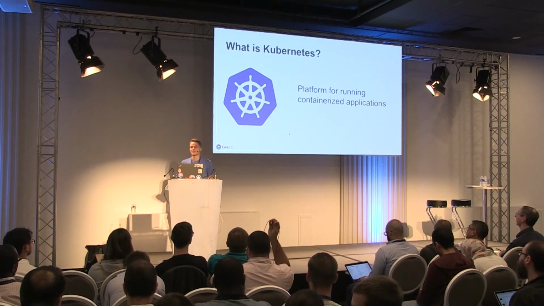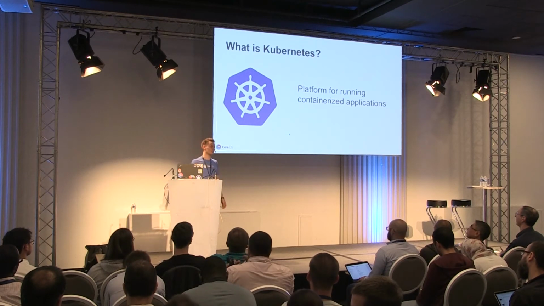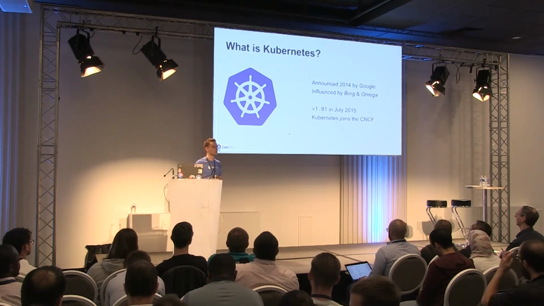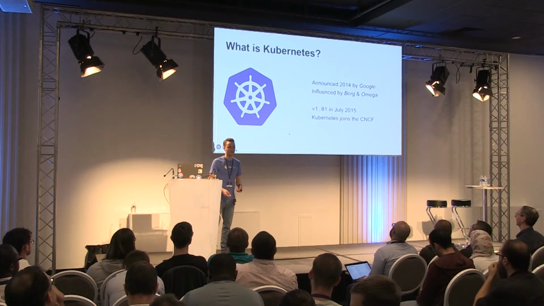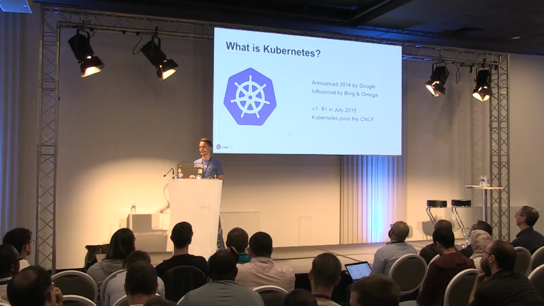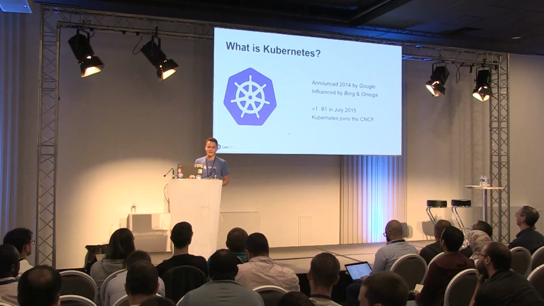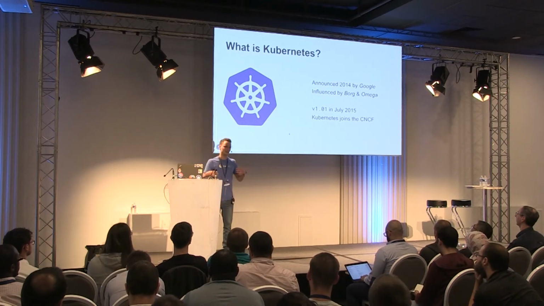So Kubernetes is a platform for running your containerized applications. It was announced in 2014 by Google. It's heavily influenced by Borg and Omega, two internal container orchestrators. And what Google did was take those ideas and learnings and move them to the public. But it didn't do that by moving code to the public, but instead by developing those ideas as a new rewrite in the public with the community.